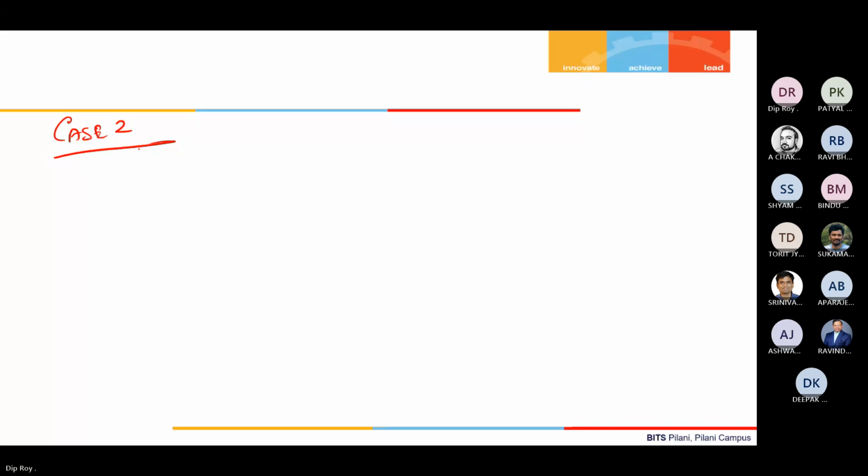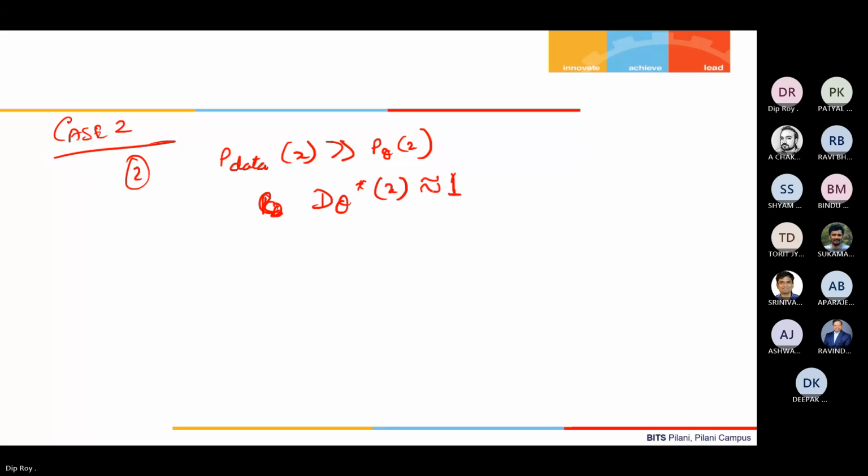In case two, what happens? Suppose the generator is poor. Okay, it produces values far away from the real data. Now, there can be two cases here. In regions where P data X is far greater than P theta X, what will happen? D theta star will be equal to 1. That is very unlikely fake, very likely real.